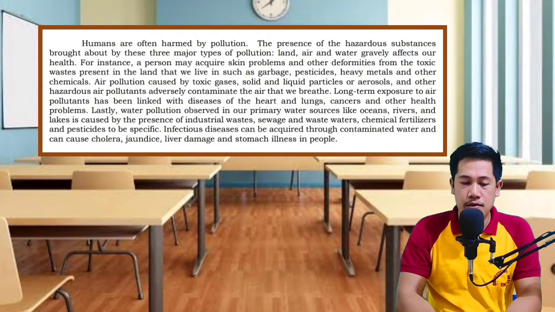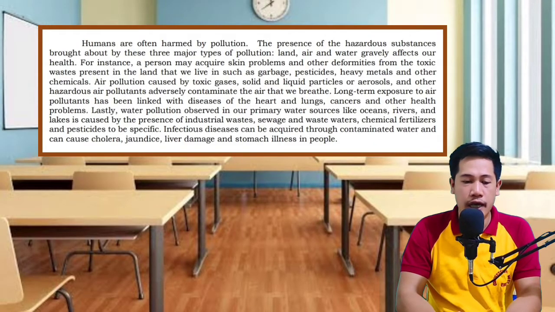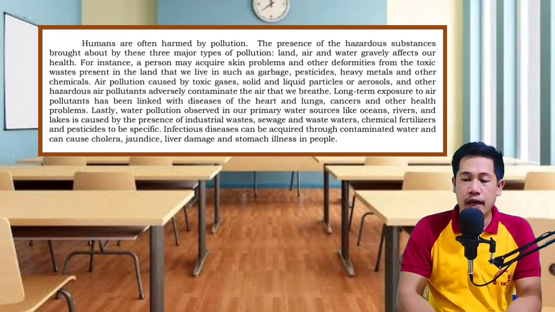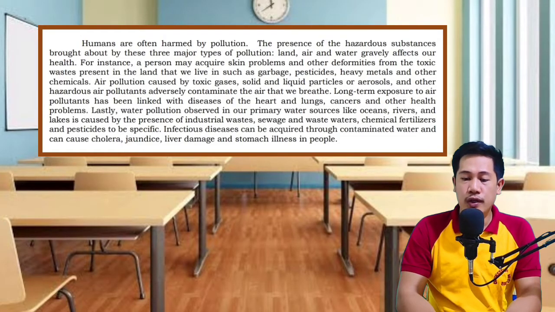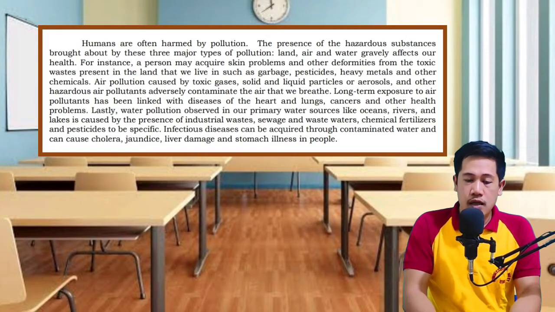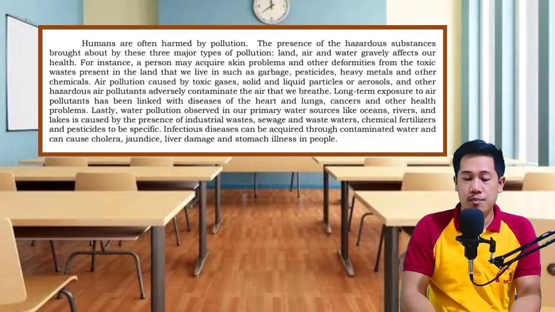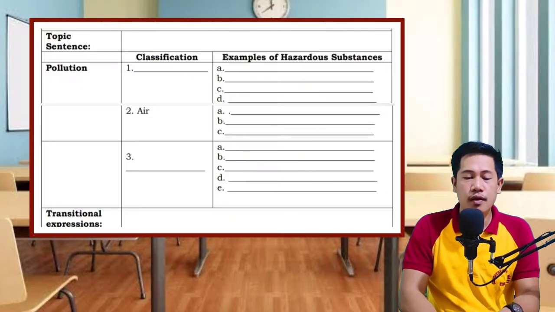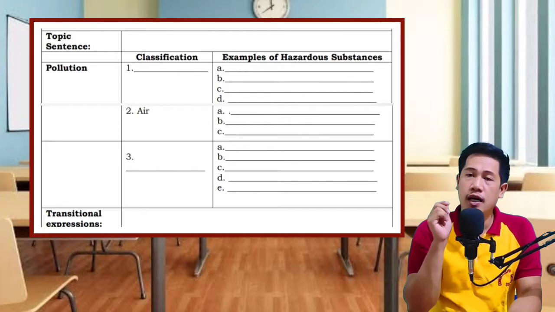Long-term exposure to air pollution has been linked with disease of the heart and lungs, cancer, and other health problems. Lastly, water pollution observed in our primary water sources like oceans, rivers, and lakes is caused by the presence of industrial waste, sewage and waste waters, chemicals, fertilizers, and pesticides to be specific. Infectious disease can be acquired through contaminated water and can cause cholera, jaundice, liver damage, and stomach illness in people. So, observe carefully this table.